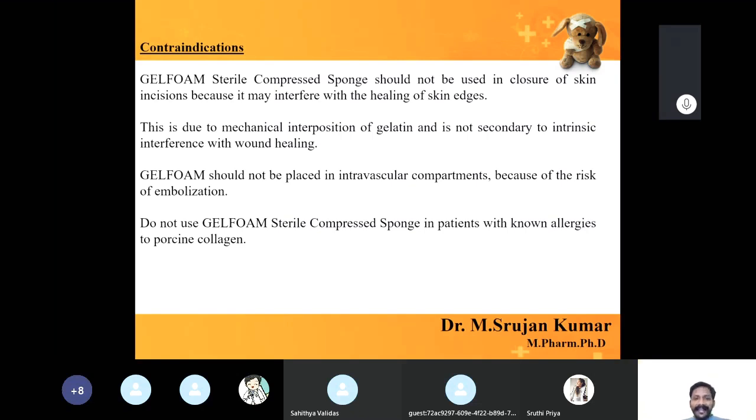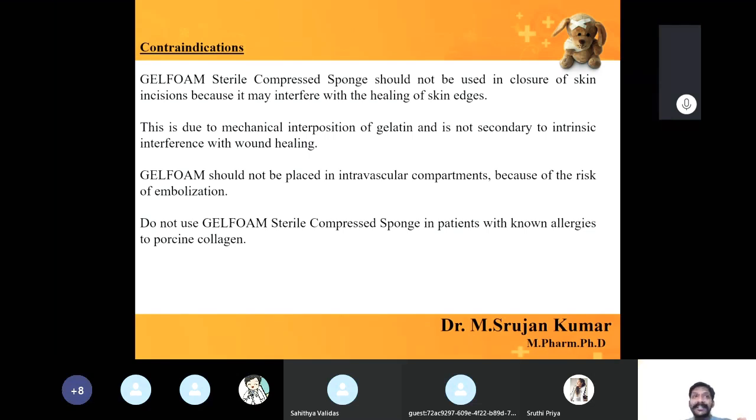Gel foam sterile compressed sponges should not be used in closure of skin incisions, because they may interfere with the healing of skin edges. Contraindications means the conditions in which your gel foam is contraindicated, that means not to use. The condition is closure of skin incisions. You have made an incision in the skin and you want to close it. To close that incision, you need to go for sutures and ligatures.